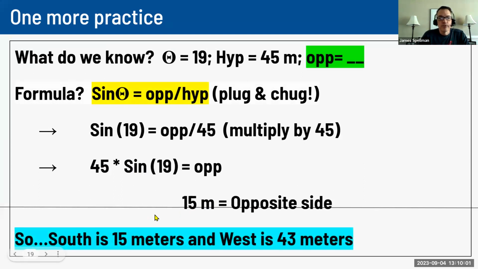All right. So the vector that we originally drew that was 45 meters long actually took us 43 meters to the west and took us 15 meters south. So again, in sum, if we know two of our three sides, we can use the Pythagorean theorem. If we know a side and an angle, we can use our trig functions to be able to get the answers for these.